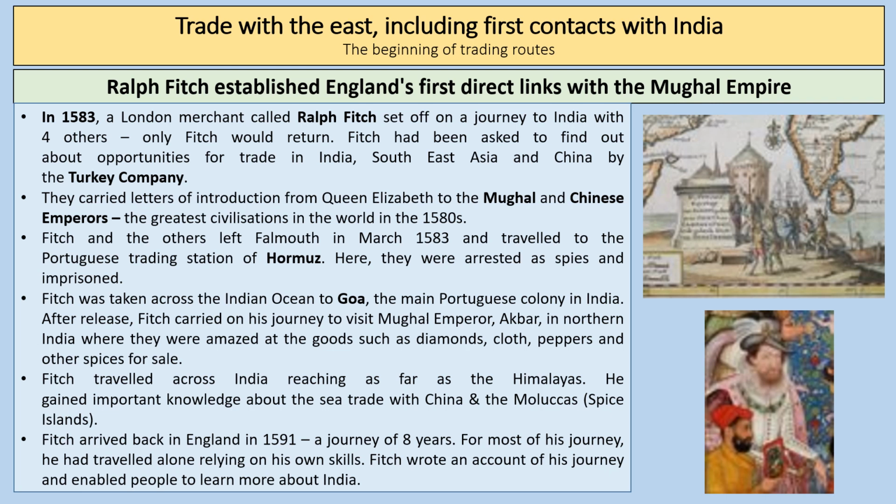Fitch travelled across India, reaching as far as the Himalayas. He gained important knowledge about the sea trade with China and the Moluccas, the Spice Islands. Fitch arrived back in England in 1591, a journey of 8 years, and for most of his journey he travelled alone, relying on his own skills. Fitch wrote an account of his journey and enabled people to learn more about India.